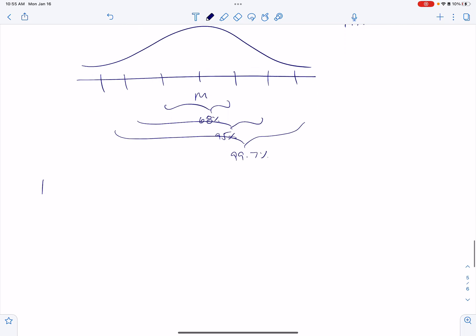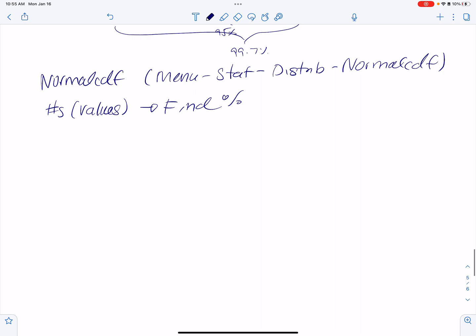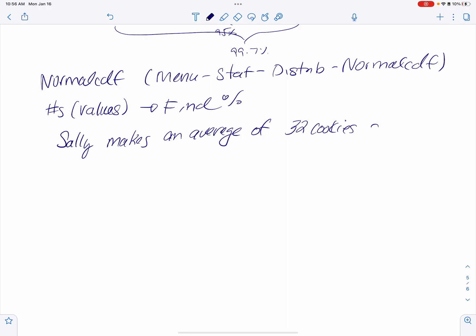The normal CDF command, which again is menu, stats, or probability, either way, doesn't matter, gets you to your distribution menu, and then normal CDF. You have numbers, you have values, and it is asking you to find the percentage. You're trying to find the probability. So for instance, it will tell you, Sally makes an average of 32 cookies with a standard deviation of 2.5 in each batch.